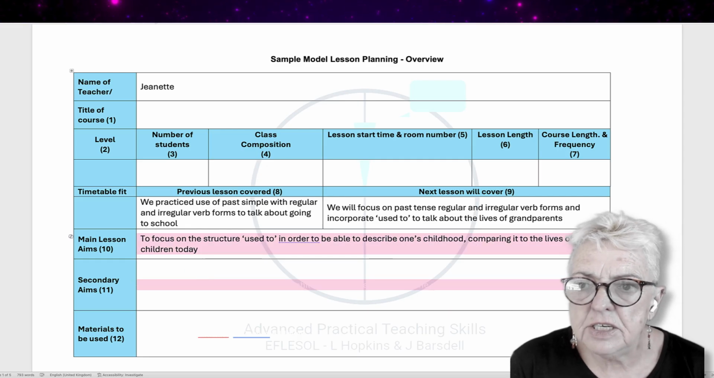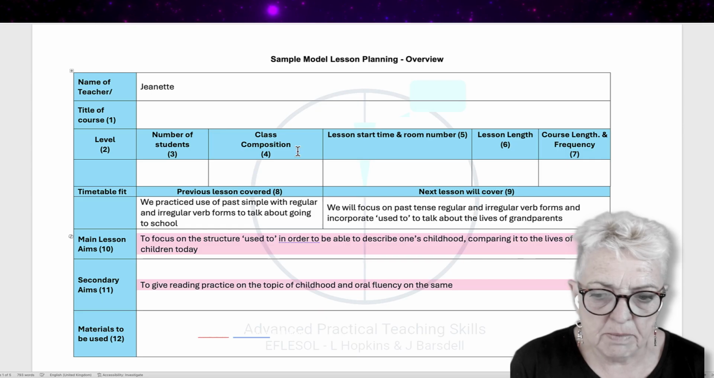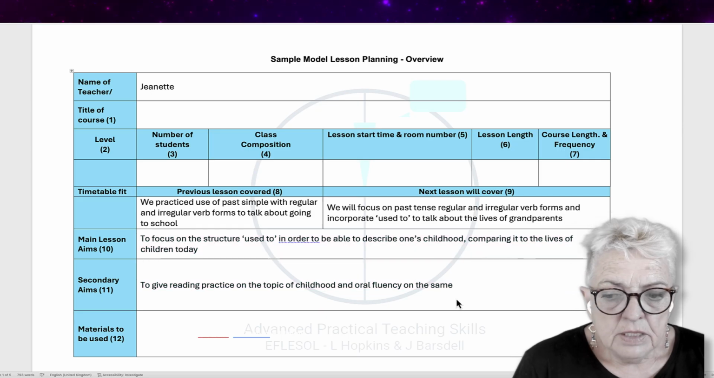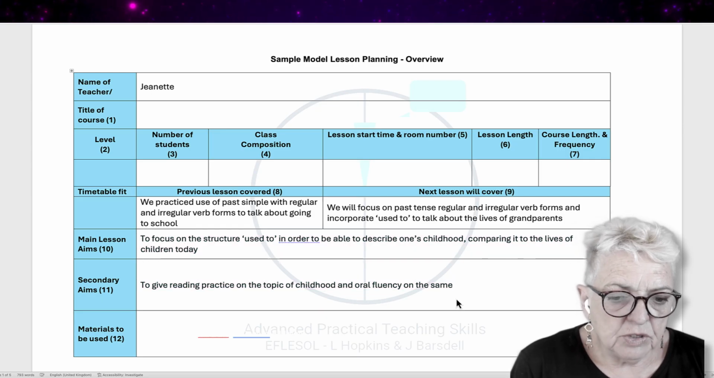So the secondary aim for this could well be to give reading practice on the topic of childhood and oral fluency.